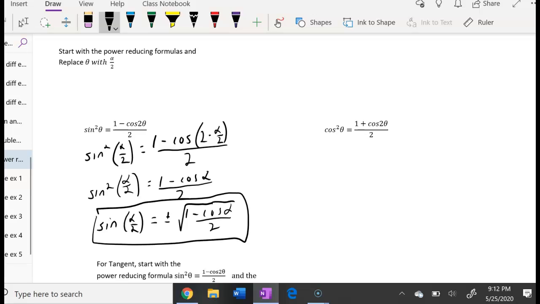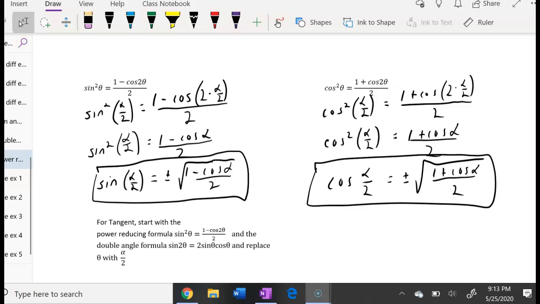Okay, we'll do the same thing. I'm going to pause the video and do the same thing with the cosine squared. Let you guys try it first. Okay, so there's the cosine of alpha over 2. You can see the plus or minus.